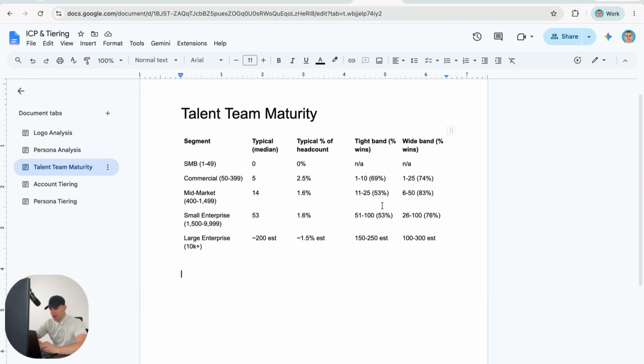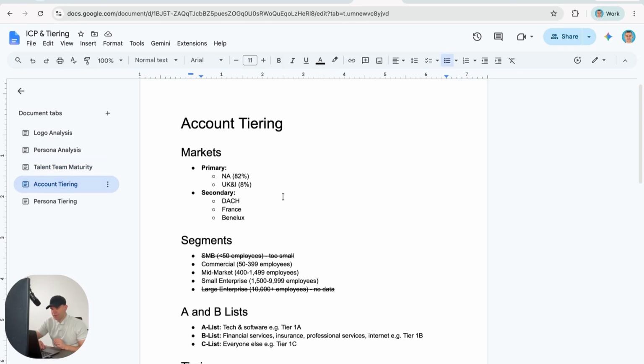And then we can come up with a type band. So where do the majority sit, like 50%, 60% for each segment? And then we can have a wider band, okay? So where do say 75% sit? And so we have an idea of, okay, if we're targeting commercial, mid-market, what sort of size the talent team should be for us to win them as a customer, okay? And then from there, we can actually define account tiering.